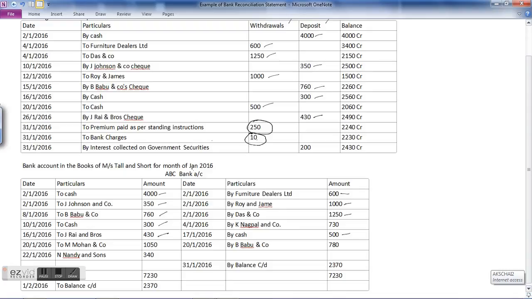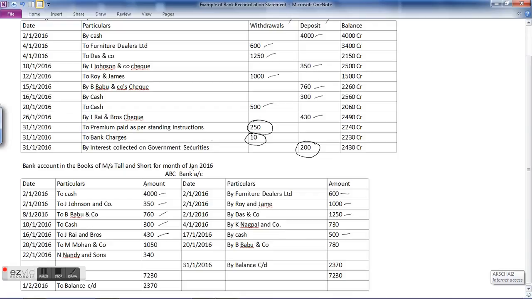Fine. Then third is by interest collected on government securities, 200 rupees. Let's see if we have that entry on the debit side of the bank statement. So we don't have that entry, right? So that is the interest which has been directly credited to our bank account, but the entry is not passed in our books of account. So it will appear in the bank reconciliation statement, 200.